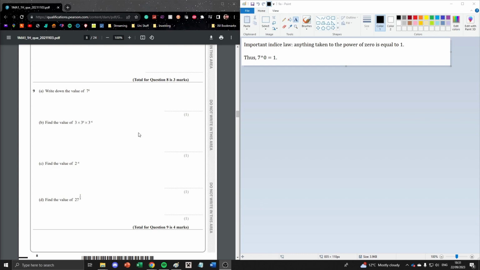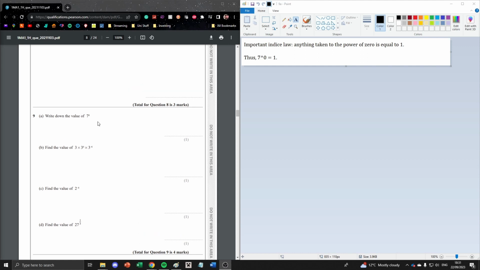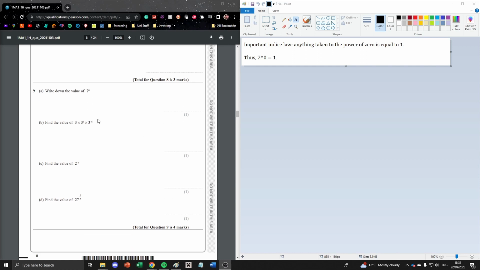The whole of question 9 is looking into our different indice laws, and part A asks us a very simple question to write down the value of 7 to the power of 0. Now, one of our very basic indice laws that we can prove, but we don't need to in this scenario, is that any number taken to the power of 0 is just 1. So 7 to the power of 0 is 1.